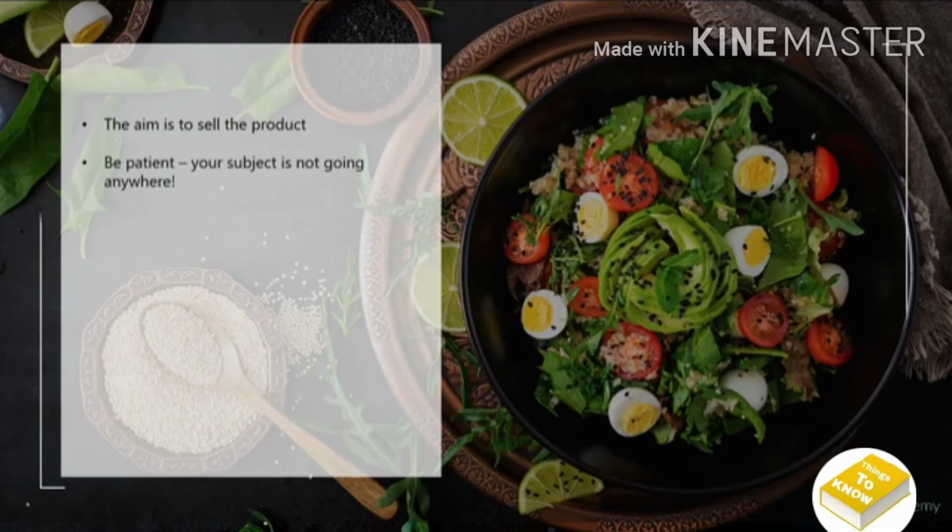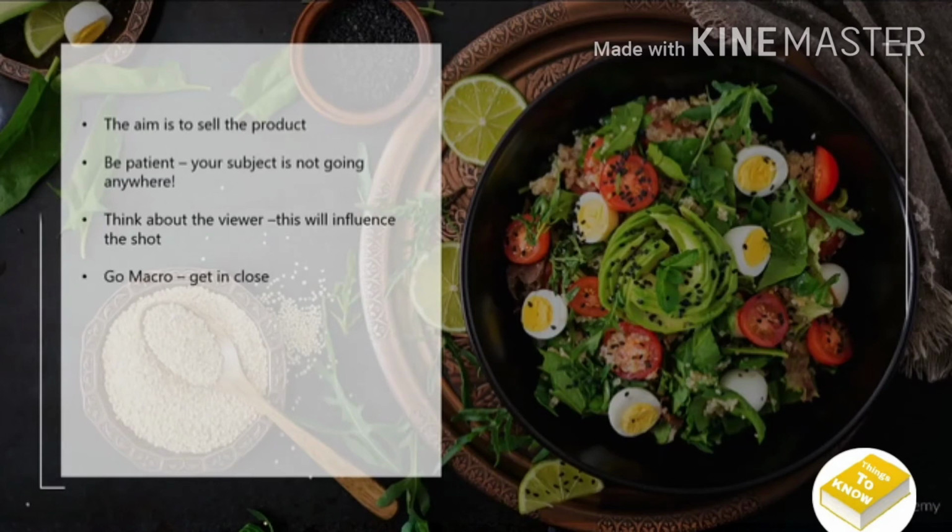Be patient. Your subject is not going anywhere here, so you can take your time to make sure that you get the right shot. Think about the viewer. Think about what you're trying to convey in the photograph. Like with this, you want the viewer to salivate, you want the viewer to want to go out there and maybe buy these ingredients and make something like this themselves. Certainly it is making me hungry.